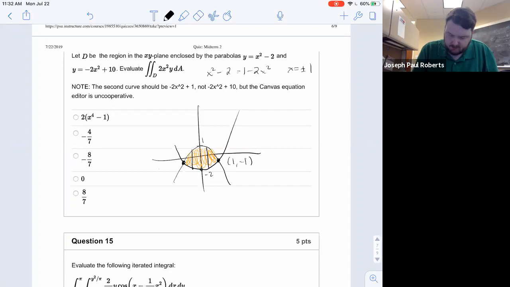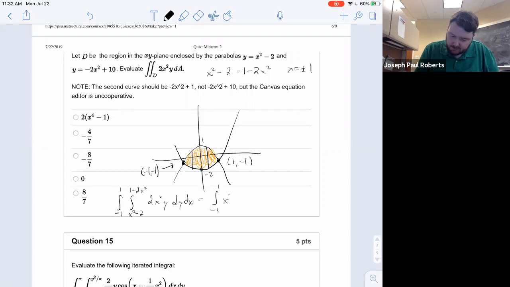And then this is minus 1. The y values actually aren't important if we're doing dy dx. And so, yeah, x goes from minus 1 to 1. The bottom curve is x squared minus 2 equals y. And the top curve is 1 minus 2x squared, and then 2x squared y dy dx.